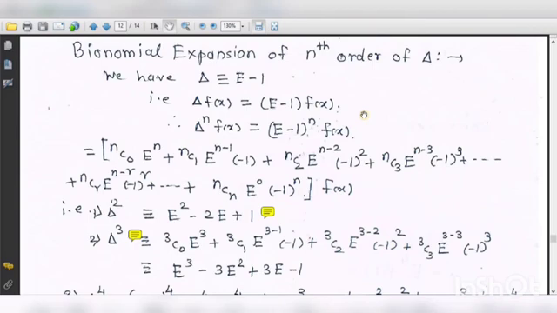Now, in order to solve the examples based on this formula, we should know about the powers of this delta, how we can obtain the powers of this delta, because we need delta raised to 4, delta raised to 5, delta raised to 6 and so on. So first of all, we will do that and then we will go to the examples.